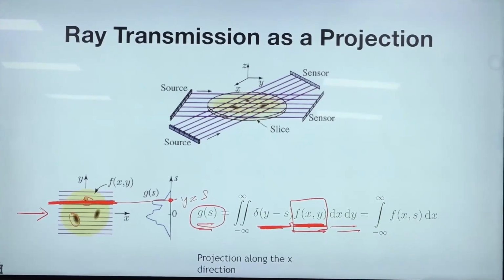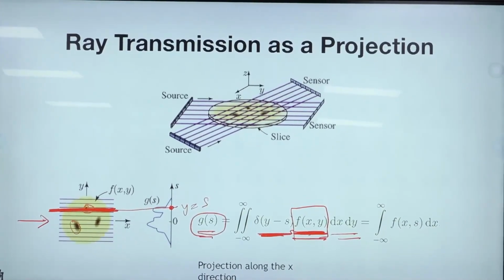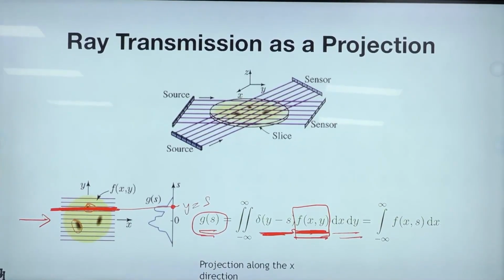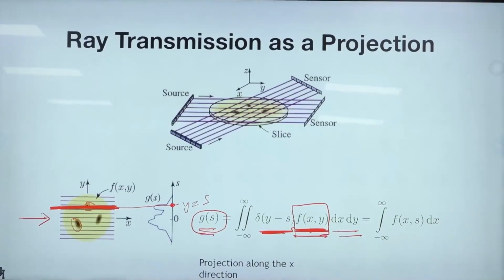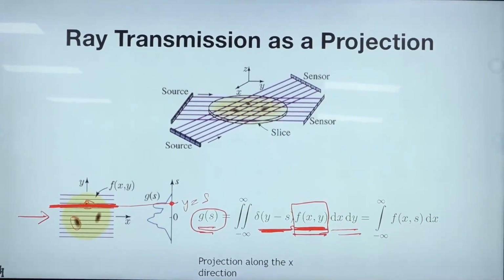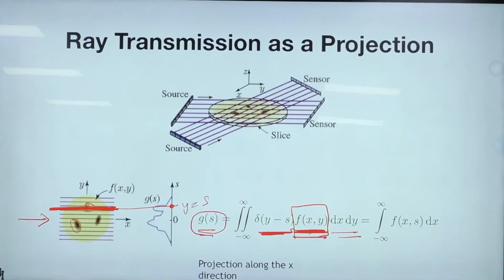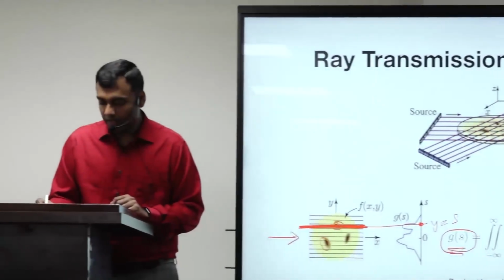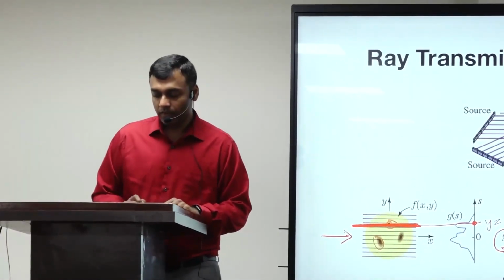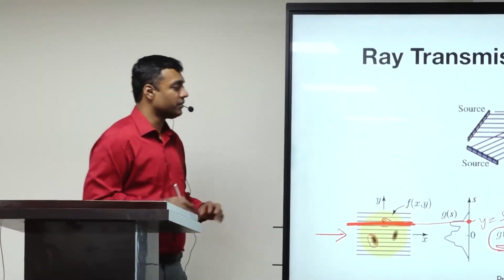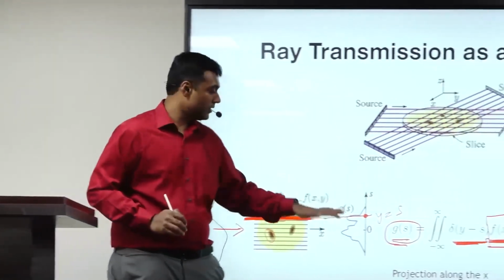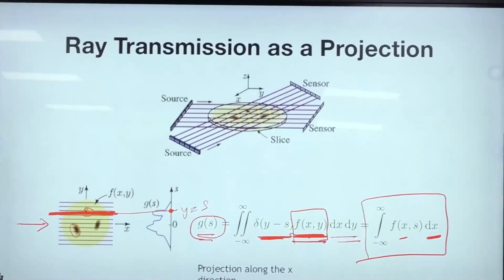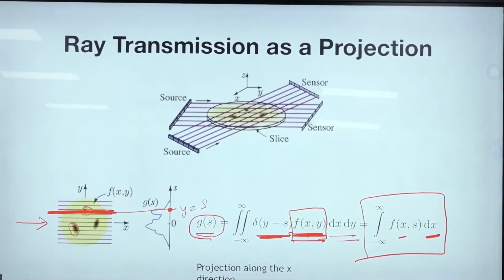So think of it this way: it's a two-dimensional function. You're integrating along one dimension, you get the other dimension out. So x comma y, you're integrating along x, you just get the y, and in this case y is the same as the s axis. So it's an integral along the x-axis. If you integrate this object along the x-axis, that is the data you collect.